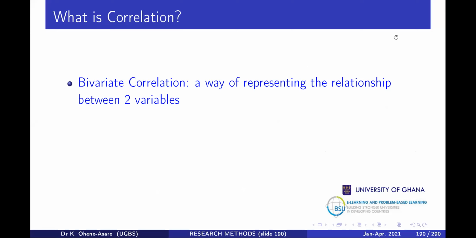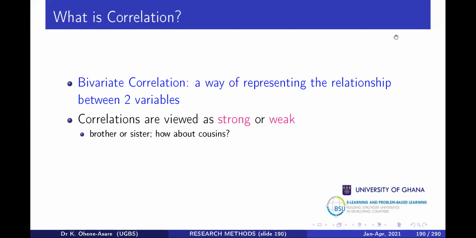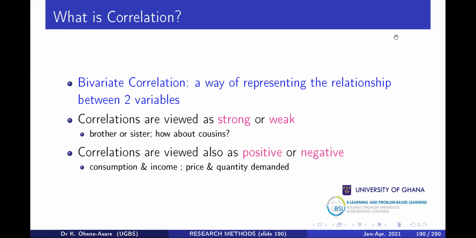between two variables. The relationship between a man and a woman is correlation. The relationship between price and quantity demanded is correlation. It can be strong, it can be weak. It can be positive, it can be negative. For example, the relationship between consumption and income is positive, because once your income goes up, your consumption goes up. But between price and quantity is negative.